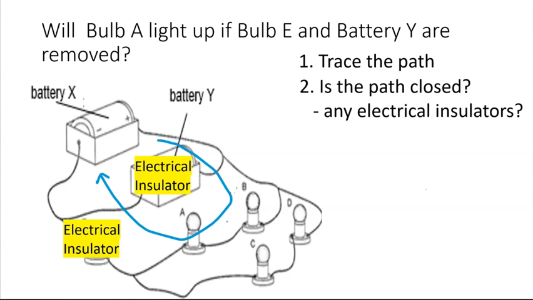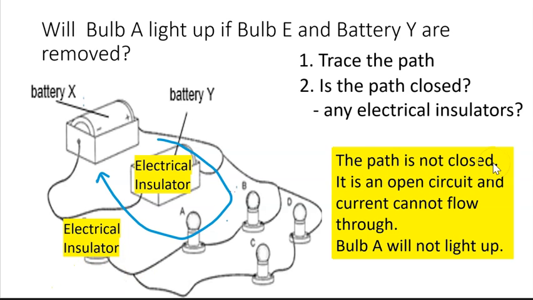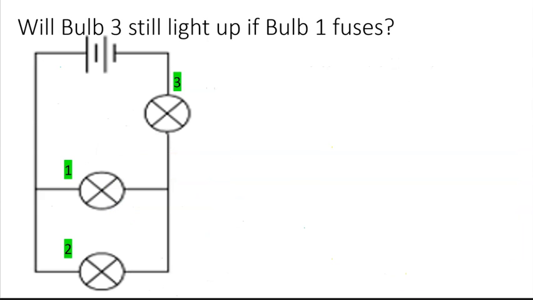Now, we have to check if the path is closed. We look out for any electrical insulator along this path. In this path, we have the electrical insulator caused by removing bulb E. This path is not closed. It is an open circuit and current cannot flow through. Bulb A will not light up. Let's now move on to another question.